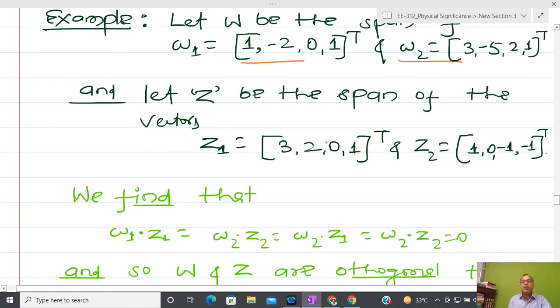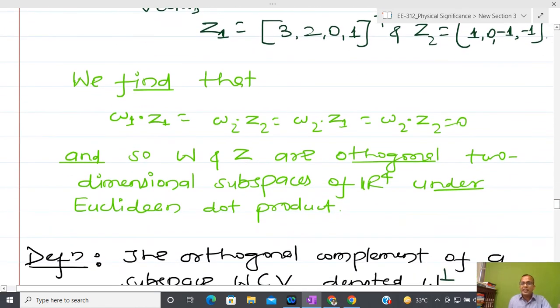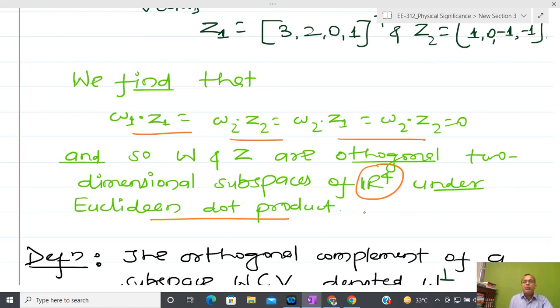Again, I have to fix some kind of inner product, and I have selected the inner product as the dot product. It is possible to show that if I take the standard dot product, then w1·z1, w1·z2, w2·z1, w2·z2, meaning I have checked all possible combinations, are all equal to 0. So I can tell that W and Z, which are subspaces of the four-dimensional space R4, are perpendicular under the Euclidean dot product. It might be possible that if you change the dot product, then these two things are not orthogonal. So please be careful. You have to specify which kind of inner product you are considering, what kind of space you have, and what kind of subspaces of the main vector space R4 are perpendicular.